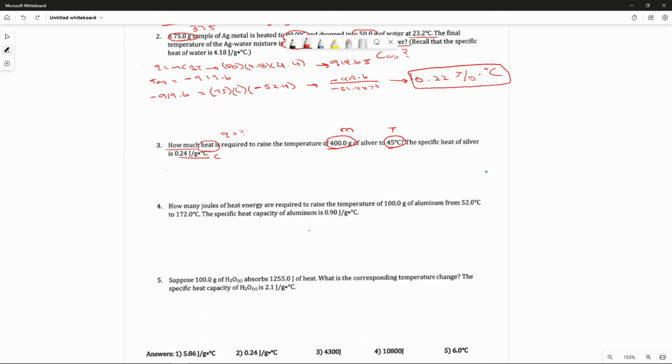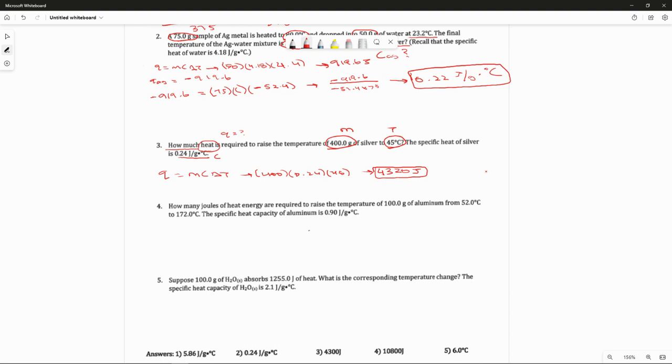So all you got to do for this one is very simple. You got to plug it into your equation. Q equals mc delta T, mass 400, C, which is 0.24, and T, which is 45. All right, and then when you multiply all that together to find your Q value, you're going to end up with 4,320 joules. Okay, now let's take a look at number 4.